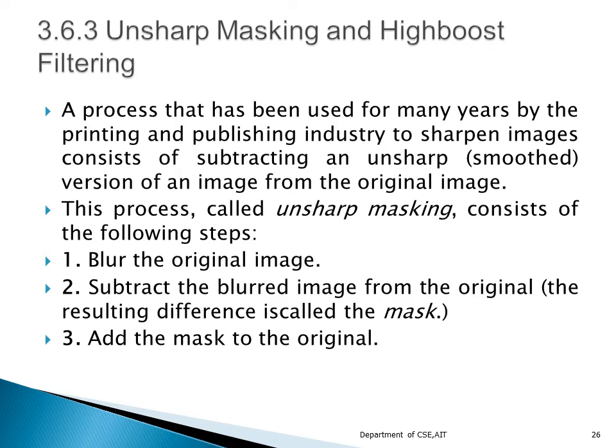The process consists of 3 steps. First we smooth, that means we blur, the original image, and then subtract the blurred image from the original image. The result we get is called the mask, and this mask I am going to add to the original. This type of masking is called unsharp masking.